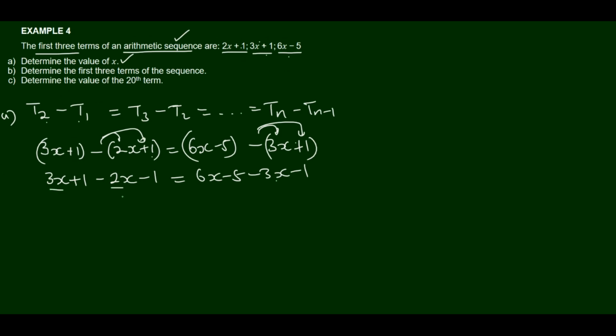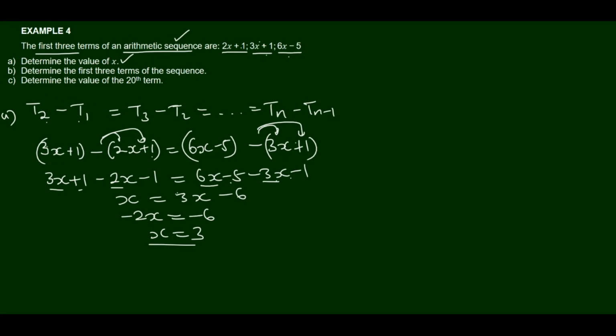3x minus 2x, that is x, and then 1 minus 1 is 0, so we remain with the x there. Then 6x minus 3x, that is 3x, negative 5 minus 1, that is negative 6. And then we can transpose or subtract 3x from both sides of the equation. We get negative 2x is equal to negative 6. Then x is equal to 3 after dividing by negative 2 on both sides of the equation. Right. So we've managed to answer A.